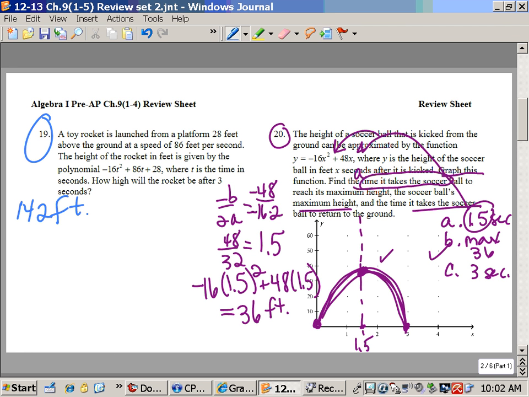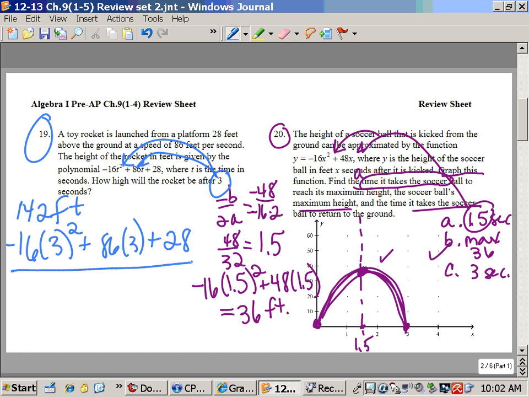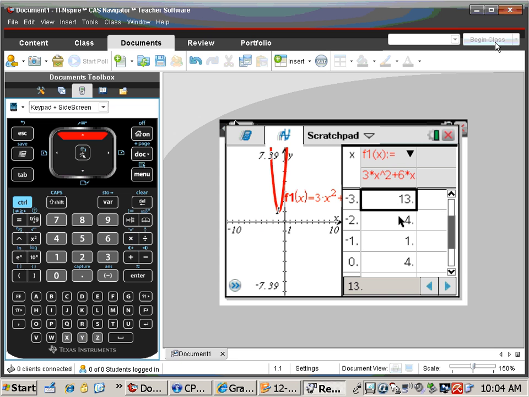If you got it right. The way you find that is you have to take the 3 and plug it in for t here and here. So that's negative 16 times 3 squared plus 86 times 3 plus 28. Now, are y'all putting that whole thing in the calculator just like that? Yes. Okay, don't put it in different pieces. Put the whole thing in the calculator. Now, wait, that's not the vertex. That's how high it is after 3 seconds.